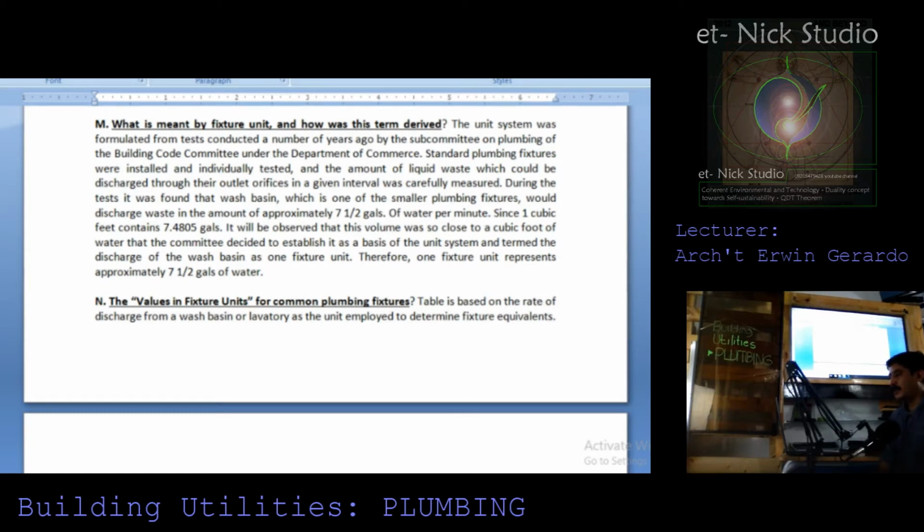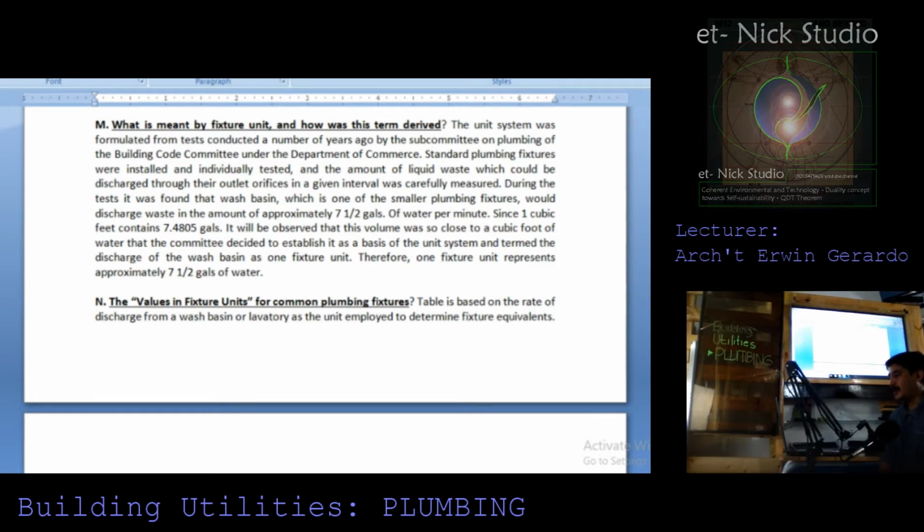in a given interval was carefully measured. During the test, it was found that the wash basin, which is one of the smaller plumbing fixtures, would discharge waste in the amount of approximately 1.5 gallons of water per minute.